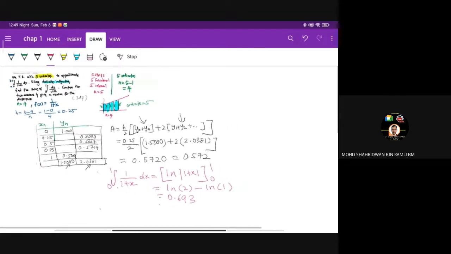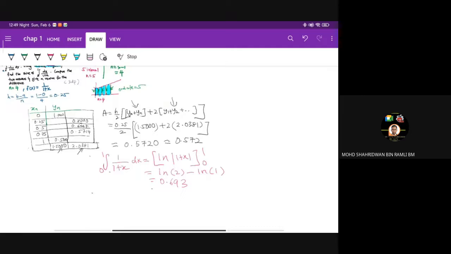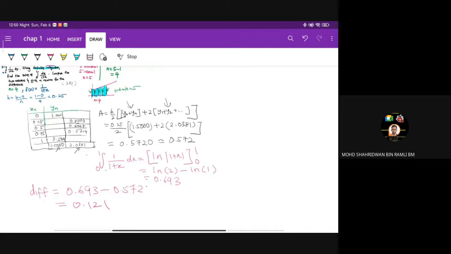0.693. And then when you calculate the difference here, it will be 0.693 minus 0.572. So what do we get here? For a second, 0.693 minus 0.572, so you will have here 0.121. I think that's a bit different here. A significant difference.